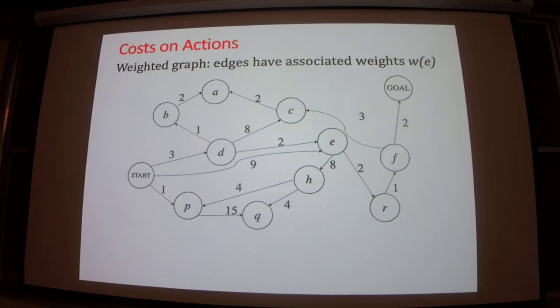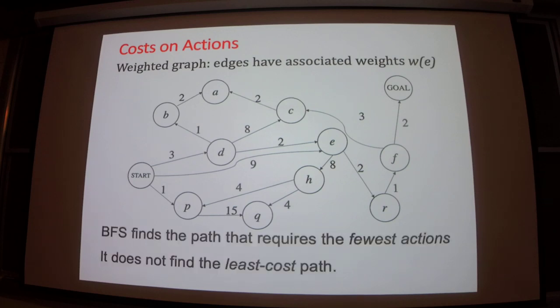Something almost exactly like Dijkstra's algorithm, but different in a couple of key ways. A star will be next class. Okay, so what happens if we run BFS on this?